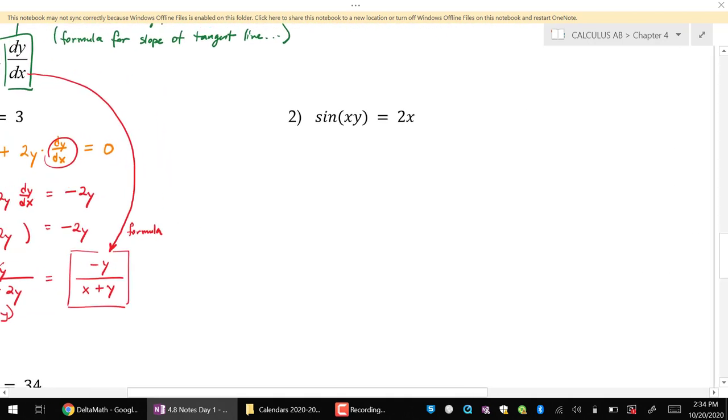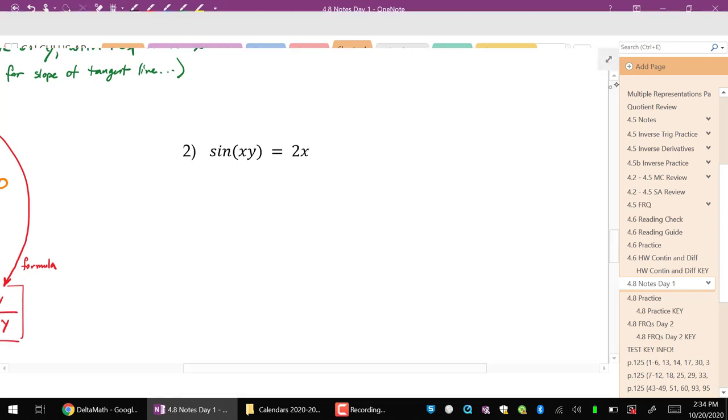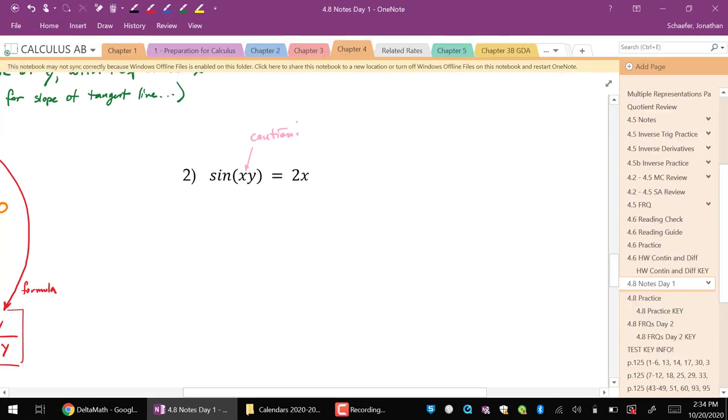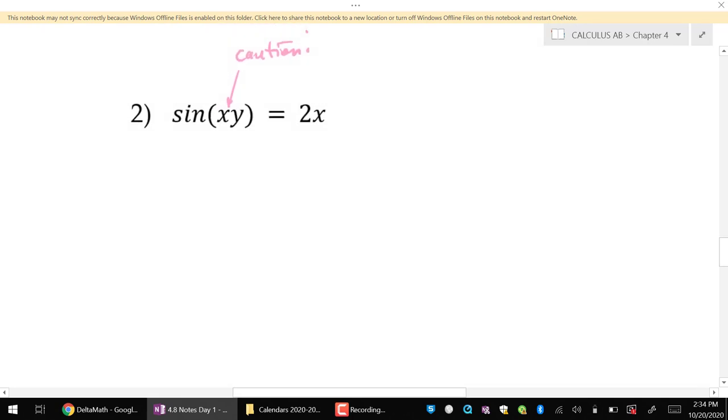Look at the next example over here, problem 2. I'm going to just ask you to be very, very careful here. I'll write the word caution. Caution, because inside here we have a product rule kind of buried. So, but the product is the argument of a trig function. So, kind of a lot of details here to pay attention to.